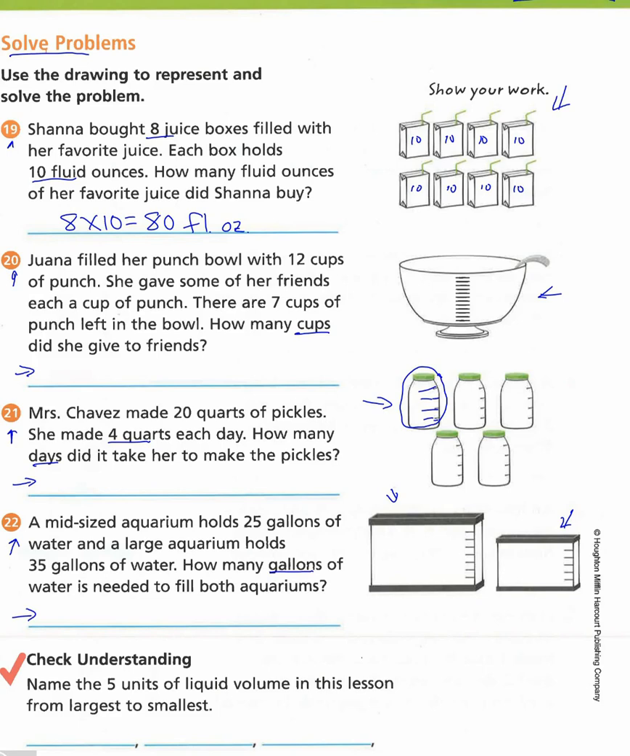And for the fun of it, we usually don't do this, but I think that you can do this. Name the 5 units of liquid volume in this lesson from largest to smallest. So what was the largest amount of liquid? And then the next size down, the next size down, the next size down. Okay, so you're starting off with the largest to smallest. All right, and that's the end of Unit 7, Lesson 1.